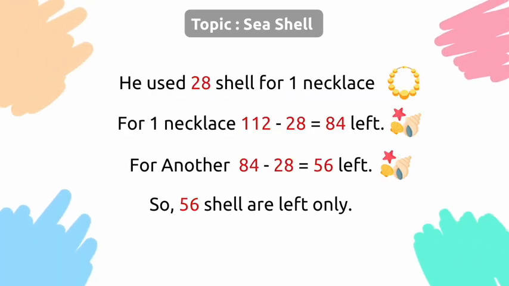Next topic, seashells. Dhruv collected 112 seashells. He used 28 shells for one necklace. He made one necklace. 112 minus 28 is equal to 84 shells left.